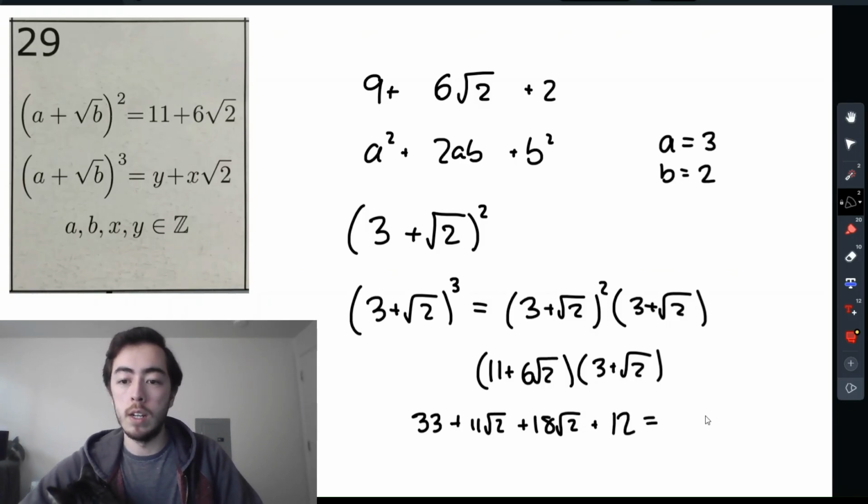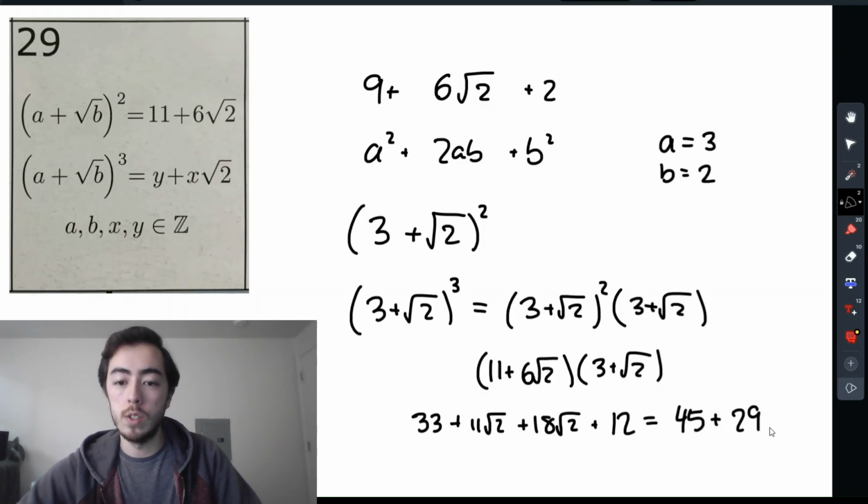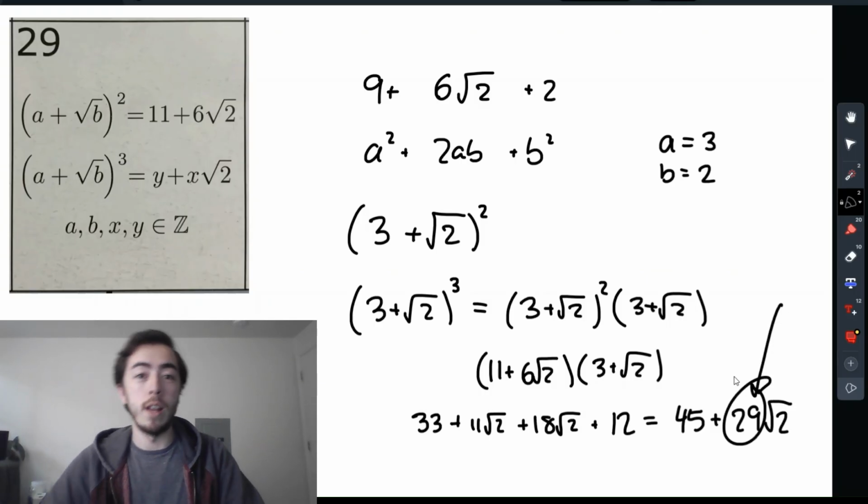So we can combine our whole number parts. That's going to be 45. And then we can combine our like terms with both of these root 2 terms. And that is going to give us 29 root 2. So here is the 29 for our answer today. That is x, and we are done.